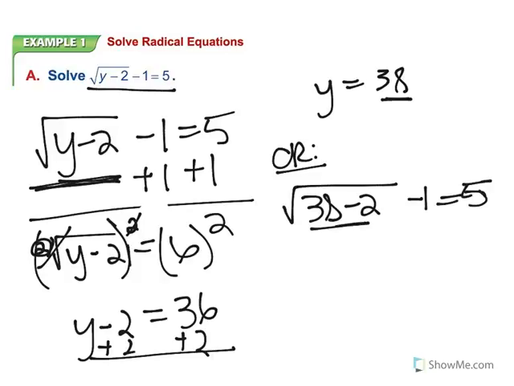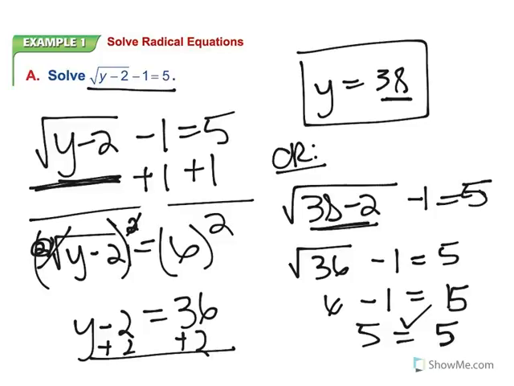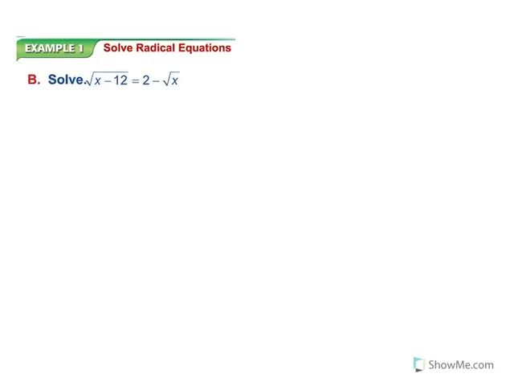The first thing we can do is, on the inside of the radical, we can combine those two. So we're going to have the square root of 36 minus 1 equals 5. We know that the square root of 36 is 6, minus 1 equals 5. 6 minus 1 is 5, equals 5. So yes, that is our answer. So y equals 38 is the answer to this radical equation.